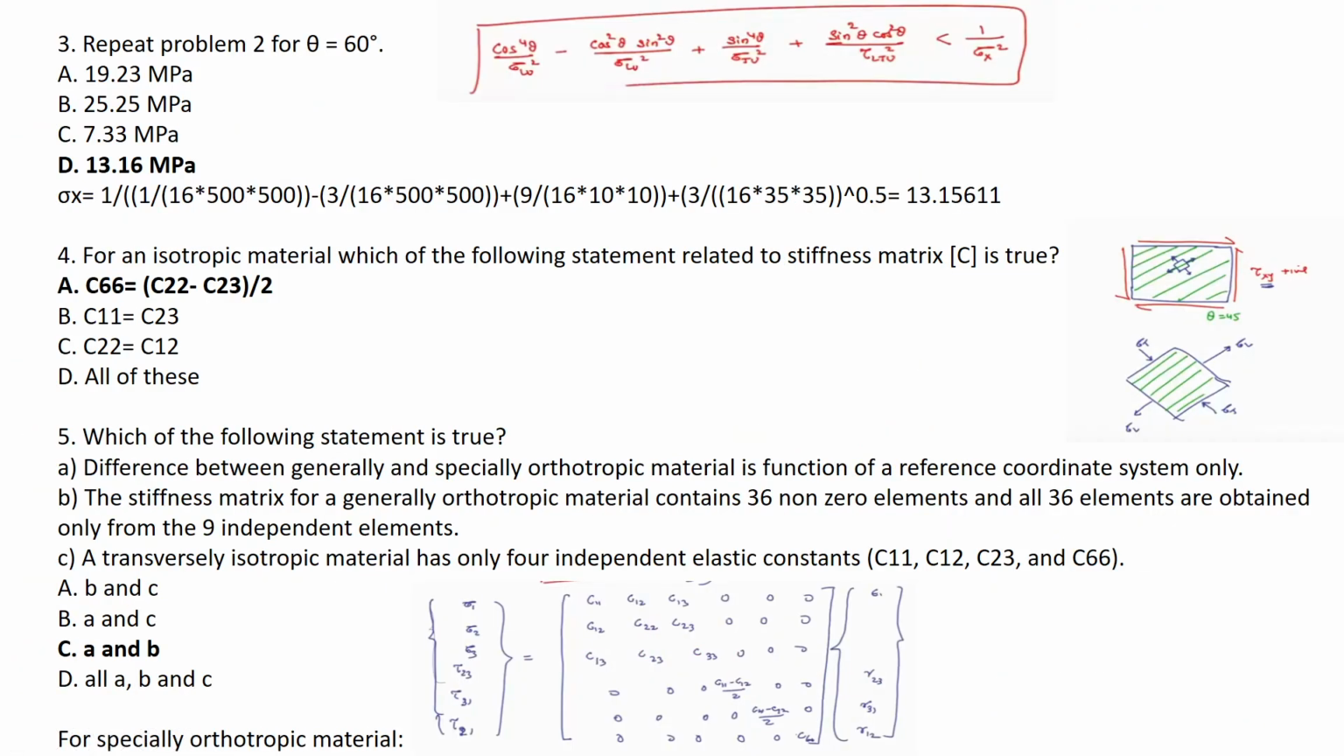Then we repeat the same thing when the fiber orientation is 60 degrees instead of 45 degrees. You again substitute all these values in this particular equation and solve, and you get the same answer.